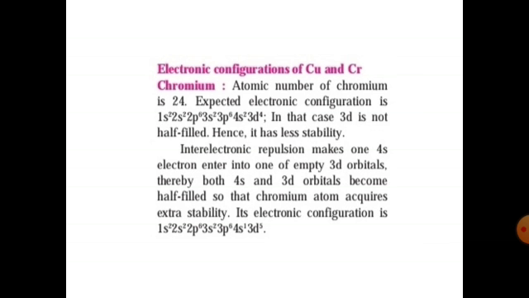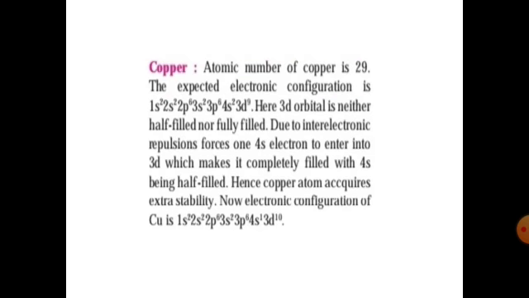See the difference between the actually observed and expected. One electron from the 4s orbital jumps into the 3d orbital and it becomes half filled. And you know that a half filled orbital has extra stability. So this happened with chromium and copper. Now you will see copper. Atomic number of copper is 29.